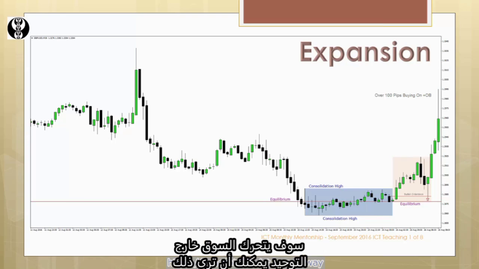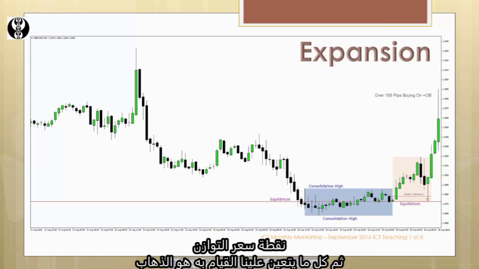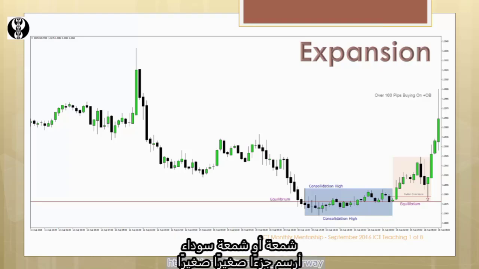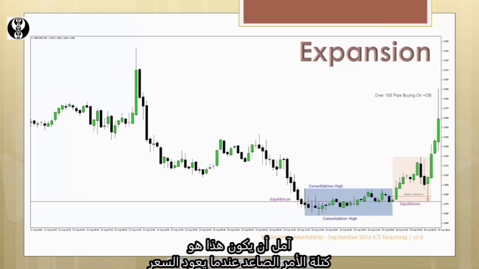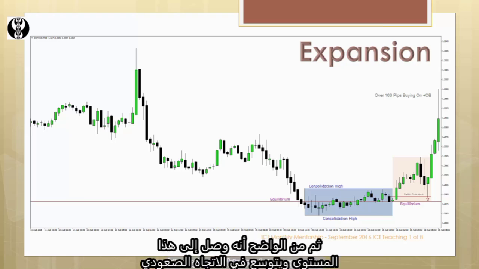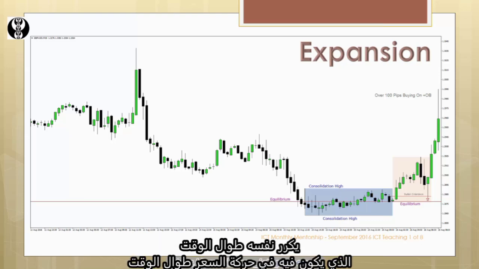Eventually, the market will move outside of the consolidation. You can see that impulse move in that tan shaded box. It moves away from the equilibrium price point, and then all we have to do is go back to the down candle right before that up move. That down candle or black candle I'm drawing a small little segment off of, that's the bullish order block. When the price comes back down into that and hits it, that's where we would be buying. And then obviously you can see it hits that level and expands to the upside over 100 pips just by using that simple principle. It repeats itself all the time.